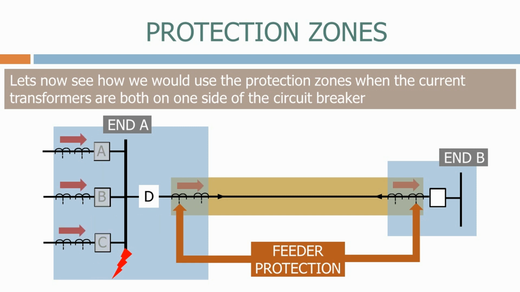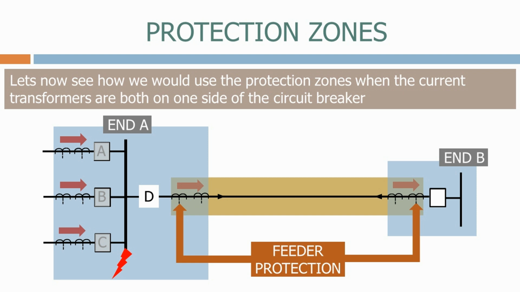Let's now add a fault on the feeder. This time, current will feed into the fault from both ends of the feeder, causing a large current imbalance which will be detected by the feeder protection, which will then trip the circuit breakers on both ends of the feeder, disconnecting the fault from the electrical system. Let's now clear the fault.